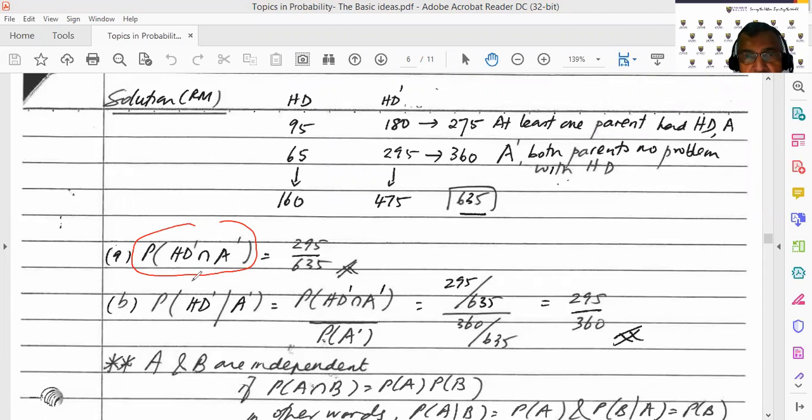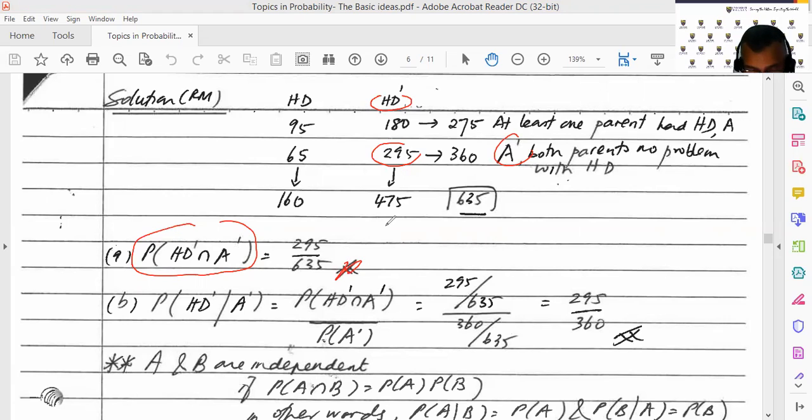So where do I get these numbers from? Well, that's not hard. You already have this table. So we are looking at A prime and HD prime. So the number I need is 295. When you intersect, you get 295. 295 over how many do we have in total? Good, 635, and we are done.